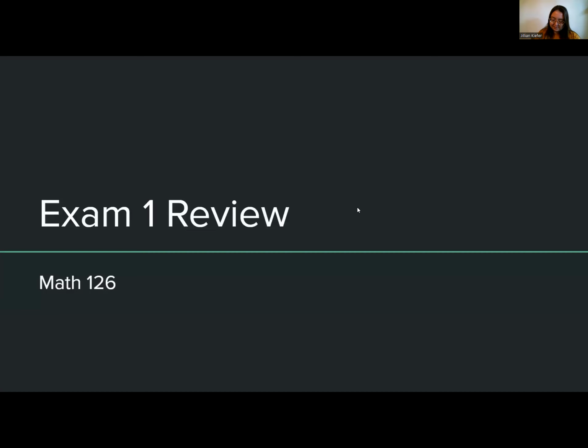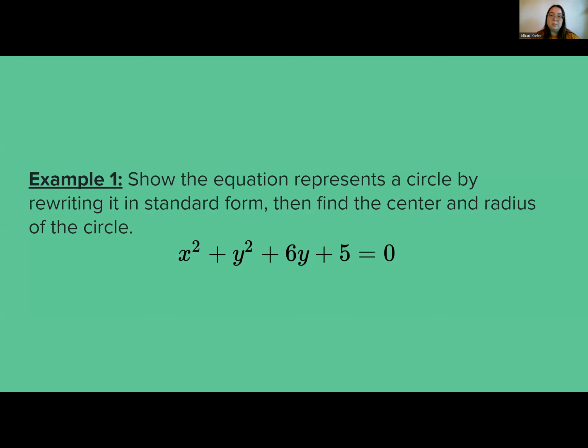All right, hello everyone. We're going to do our exam one review. We're going to review a few important problems that are going to be on the exam, so we can get a good look at them and review everything from chapter 2 and also chapters 1 and 10, those two sections that we did as well. Starting off with our exam one review, we're going to go over 7 problems, hopefully.